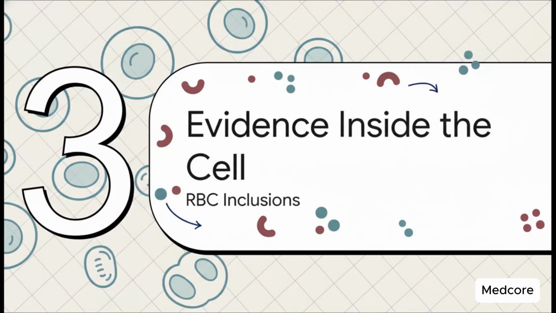All right, detectives, we've thoroughly investigated the outside of the cell. Now it's time to go inside and look for inclusions. Think of these like finding foreign objects at a crime scene. They tell you a ton about what's been going on.